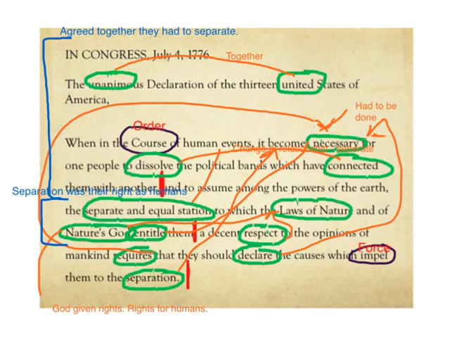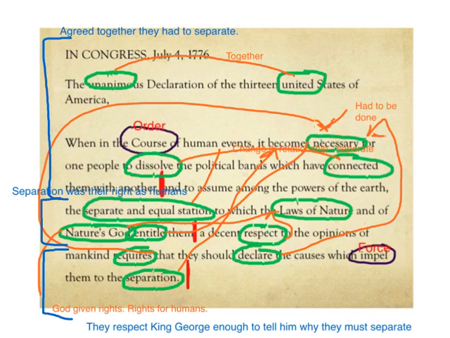So I see now that they're saying that they have a decent respect for King George, actually. And so now they're going to declare what they have to do. They're going to say why they have to separate. So I'm going to make a little bracket here, and I'm going to put in here that they respected King George enough to tell him why they must separate. So there we go. And I've put in all my little notes.